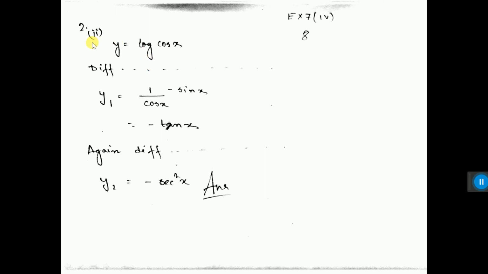Now sum number 2 part 2, y is equal to log cos x. So differentiating both sides with respect to x, log x formula 1 by x. So cos x, if you consider, it will be 1 by cos x into d/dx of the considered one, chain rule. d/dx of the considered one means d/dx of cos x, that is minus sin x formula. So sin by cos is tan, minus is there. So this is the first differentiation, that is y1. If you differentiate again, then that will be d2y/dx2 or y2. Tan x differentiation is sec square. Before that minus is there. So the sum is done.